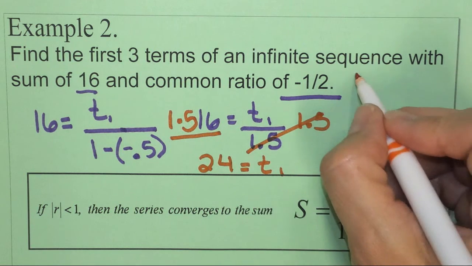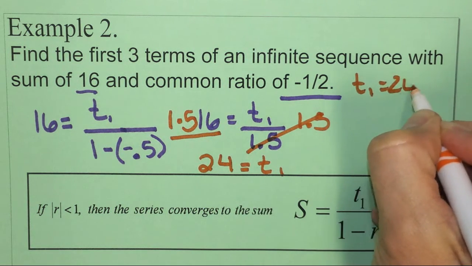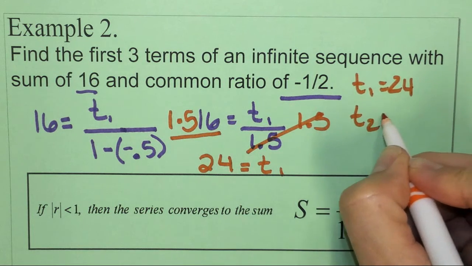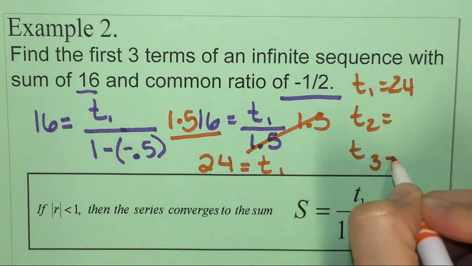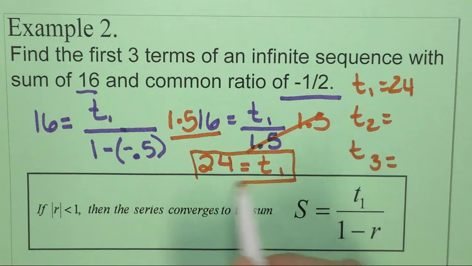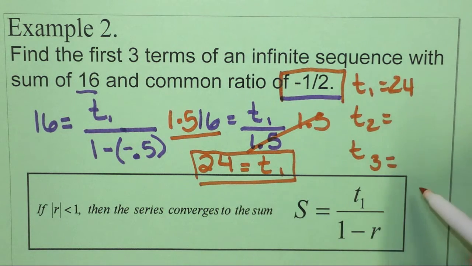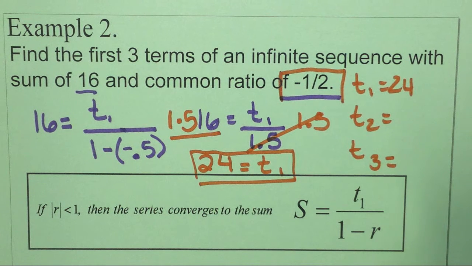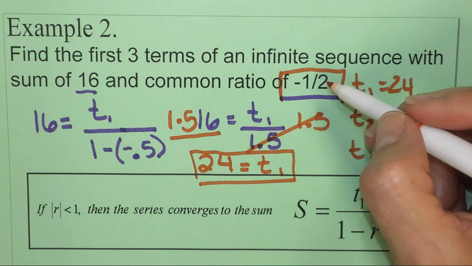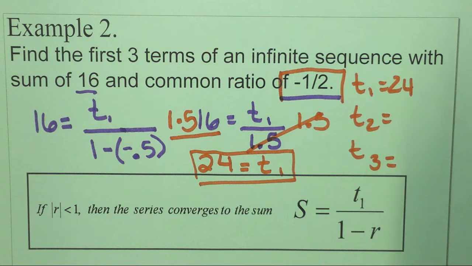Okay, that is the what term? First term. They wanted the first term, the second term, and the third term. If you have the first term and I know the ratio, should I be able to figure out the other two? So let's remember. Ratio means you multiply. So I'm going to multiply 24 by negative 1/2. So please go do that. What is 24 times negative 1/2?